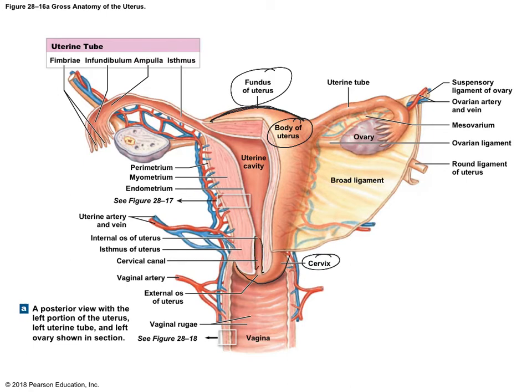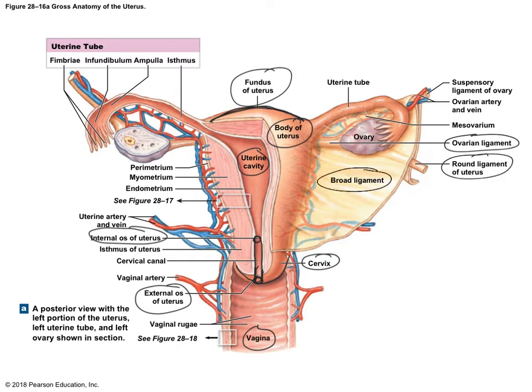Between the uterine cavity, which is the hollow cavity inside the uterus, so from the uterine cavity to the vagina is the cervical canal. And on the uterus side of the cervical canal is the internal os of the uterus, which is the opening into the cervical canal. And at the distal end of the cervical canal is the external os of the uterus, which leads into the vaginal canal. On this picture, we can see the different ligaments. We can see the ovarian ligament and the round ligament and the broad ligament.